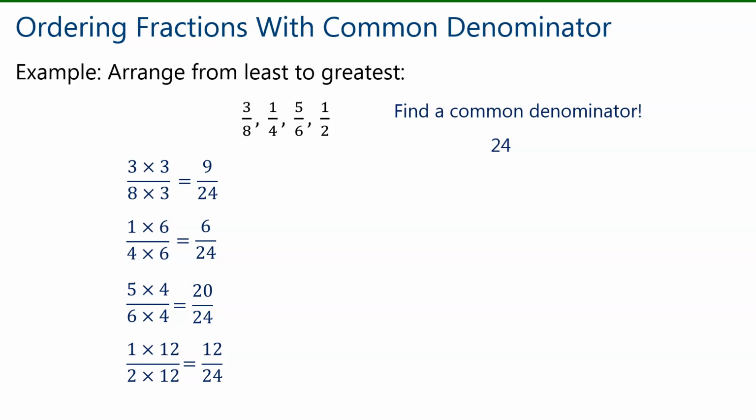So now looking at the numerators, I see that 6 is the smallest. So that's the least. Then it would be 9 over 24, 12 over 24, and then 20 over 24. Now when I arrange these, I'm not going to write out the equivalent fraction form. I'm going to write out the fractions from the original list. So writing them out in order gives me 1/4, 3/8, 1/2, and then 5/6.